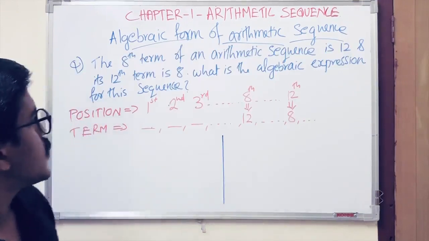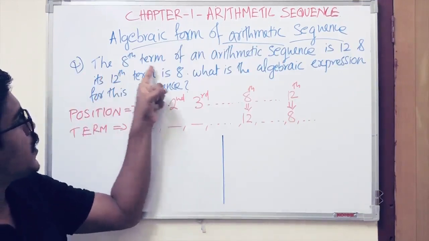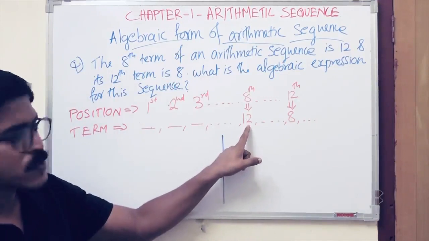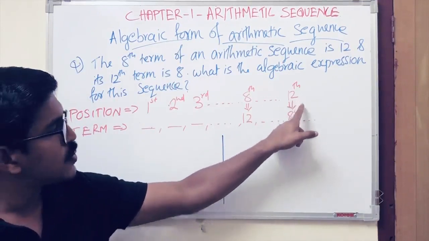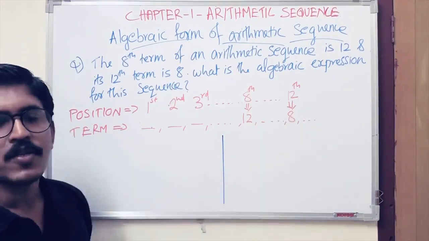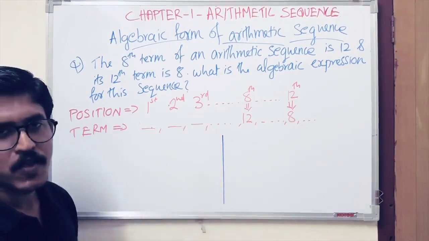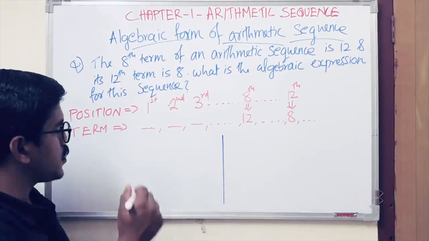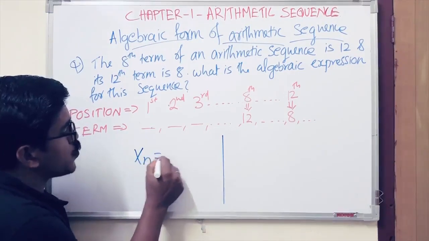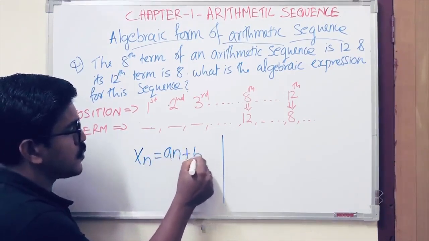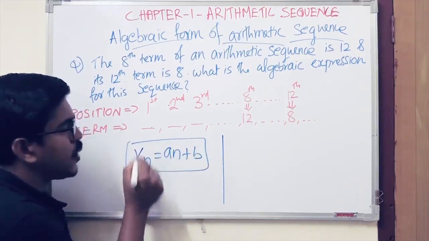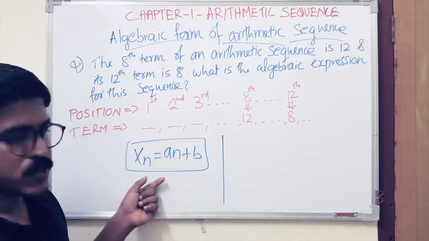Let us consider another problem here. You can see the 8th term of an arithmetic sequence is 12 and the 12th term is 8. We need to find out the algebraic expression of this particular sequence. So we already studied that xn equal to an plus b is the general form of any arithmetic sequence.